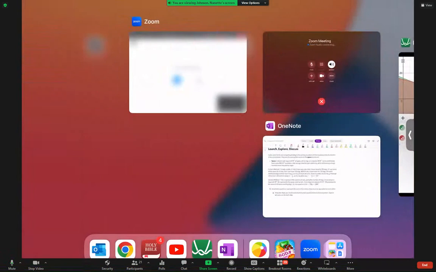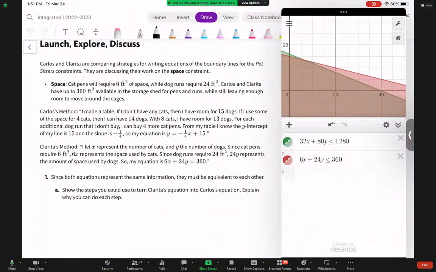Where's my picture? Where did my picture just go? Did I lose it? I guess Photos. I didn't save it. They went to photos.